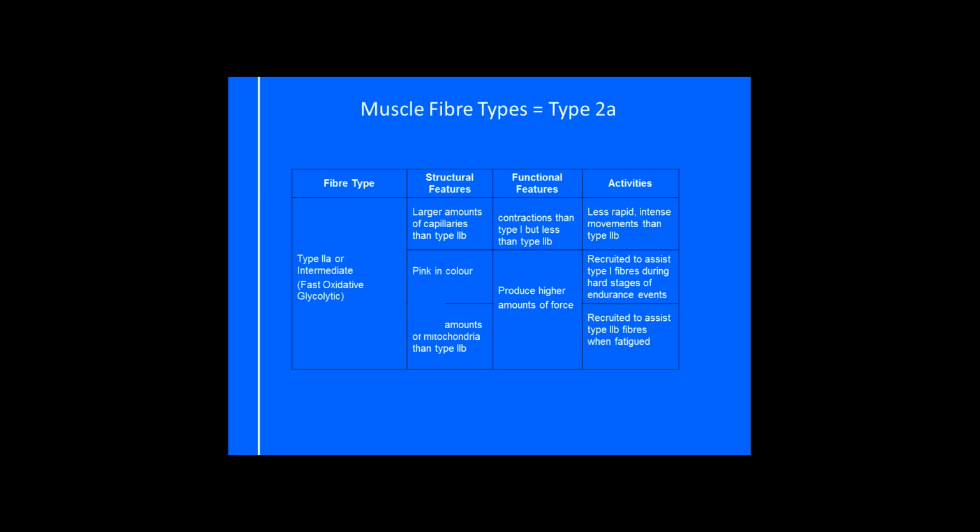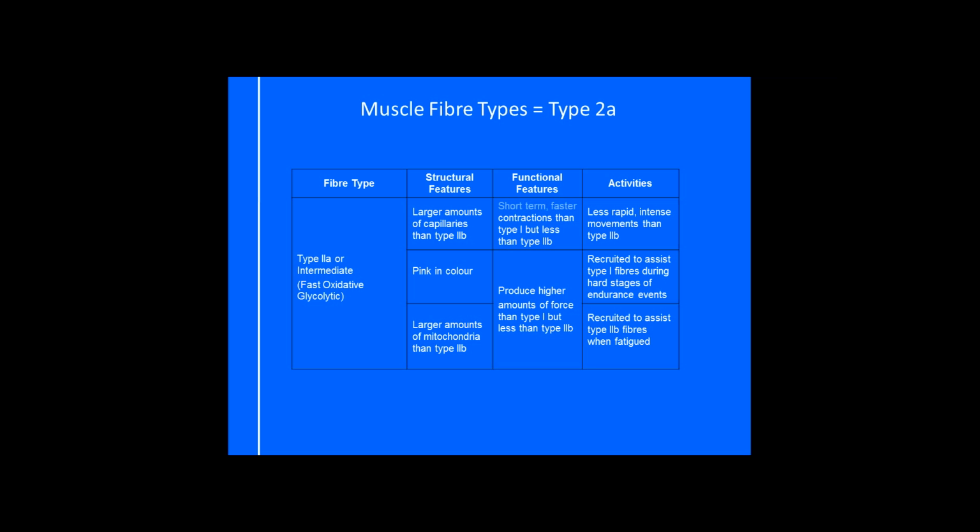Now, these have some capillaries, but not as many as our type 1, but more than the type 2B. So you can kind of see this is the middle ground one. They are kind of pink in colour because it's got some blood flow to it, but not a lot. Okay. It's got larger amounts of mitochondria than type 2B, but less than type 1. So you can see that it's this middle ground.